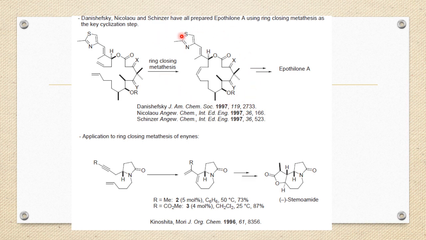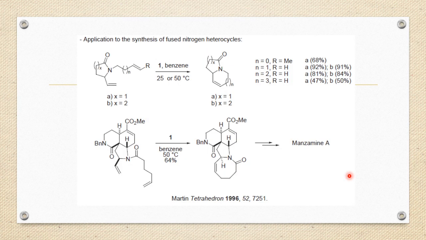And this epothilone A is actually a natural product. We also utilize enynes instead of two double bonds. You can utilize a combination of a triple bond and a double bond also. That is possible. These are utilized in preparation of some difficult to make natural products. You can also make them to synthesize fused nitrogen heterocycles, which can be precursors for other natural products.